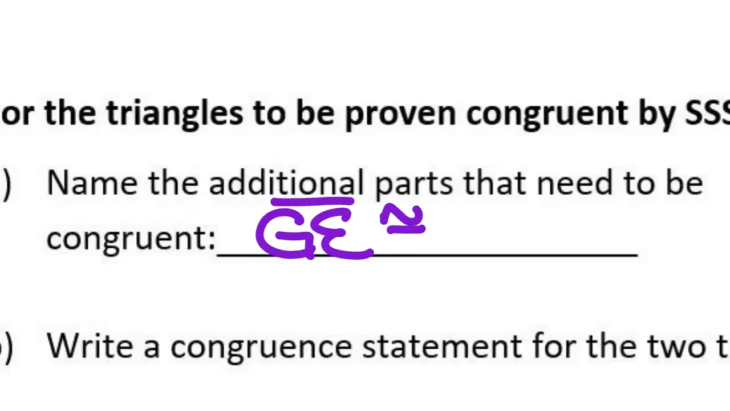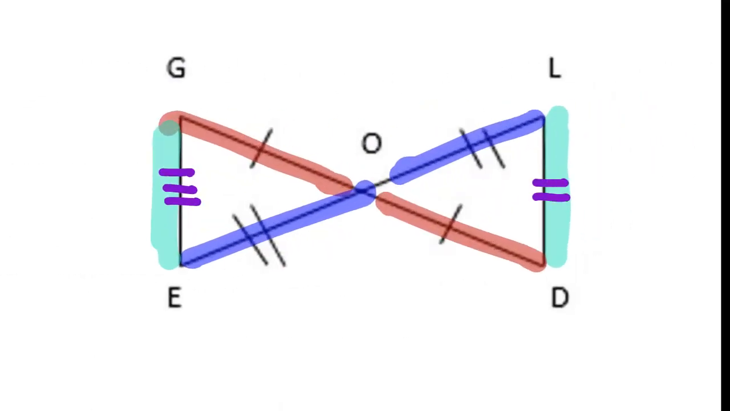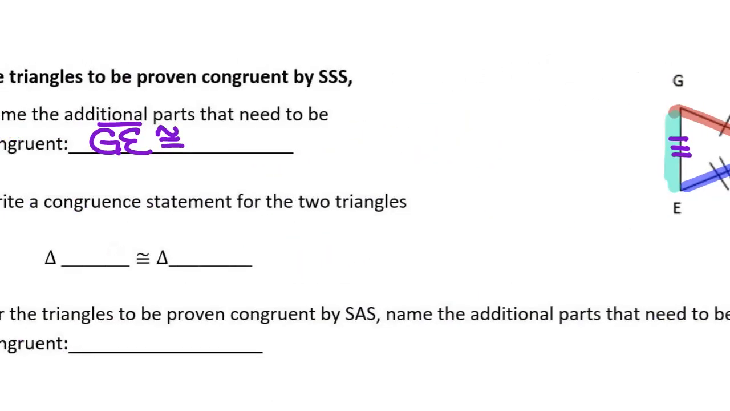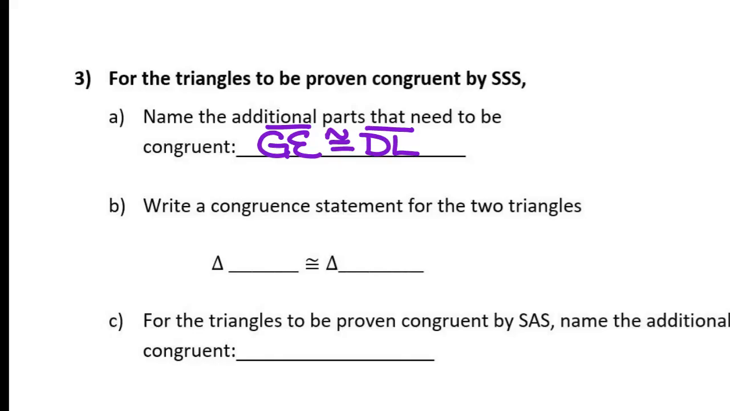So we would be looking at segment GE would need to be congruent to segment DL. Write a congruent statement for the two triangles. So now we're going to match up the corresponding congruent parts.